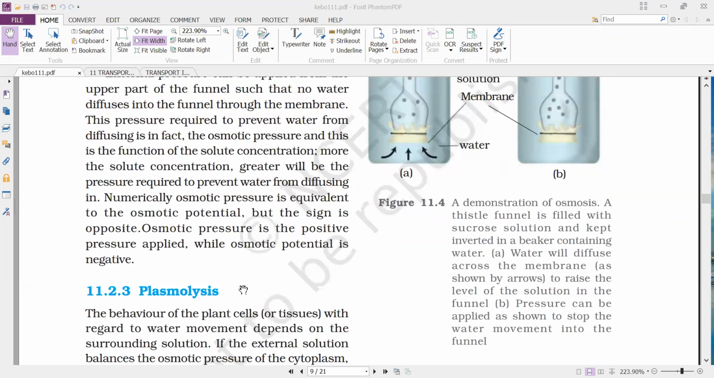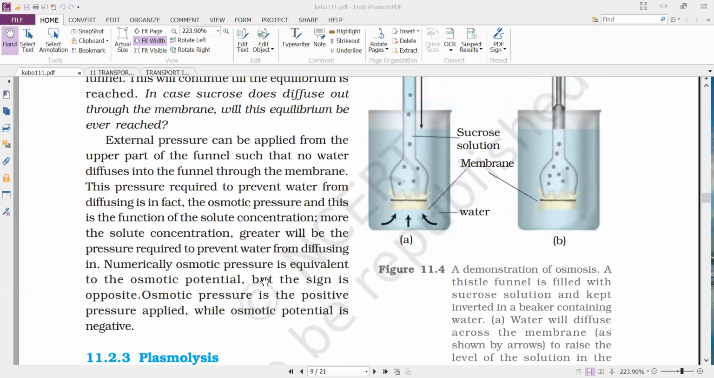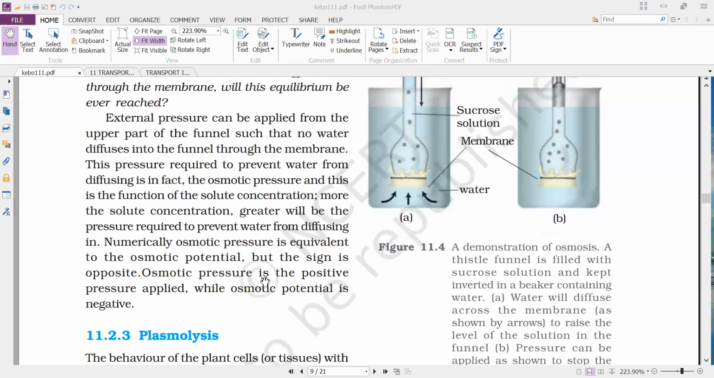That is what we have about osmotic pressure, osmotic potential, and osmosis. Anybody is having any doubt regarding osmotic pressure, osmotic potential, osmosis?